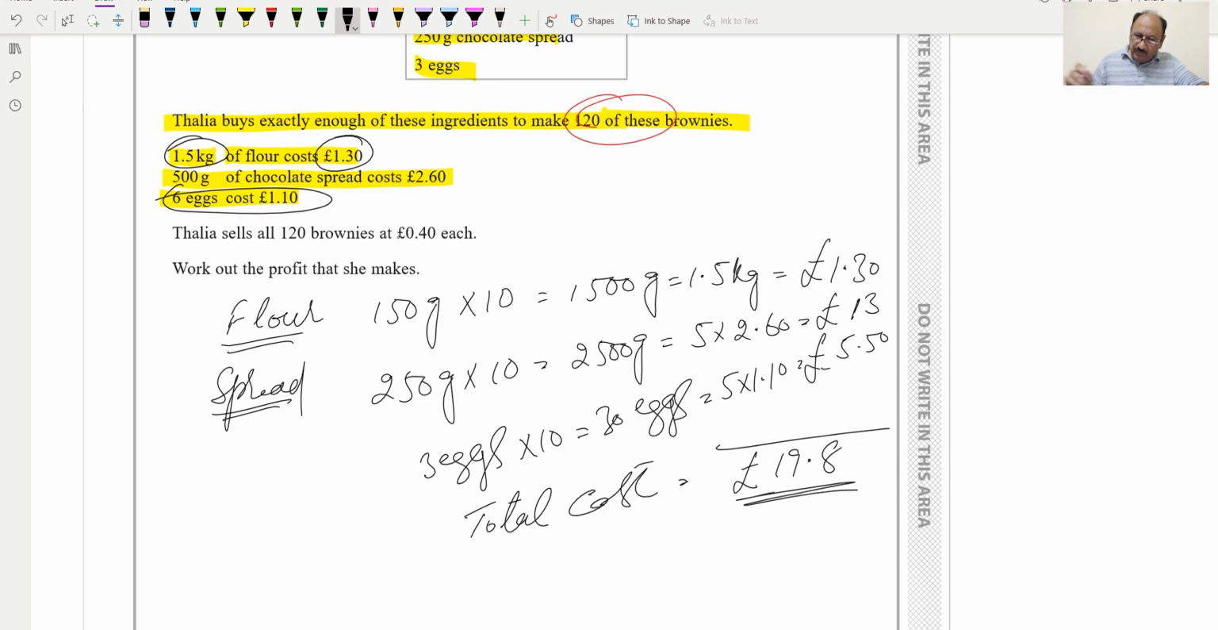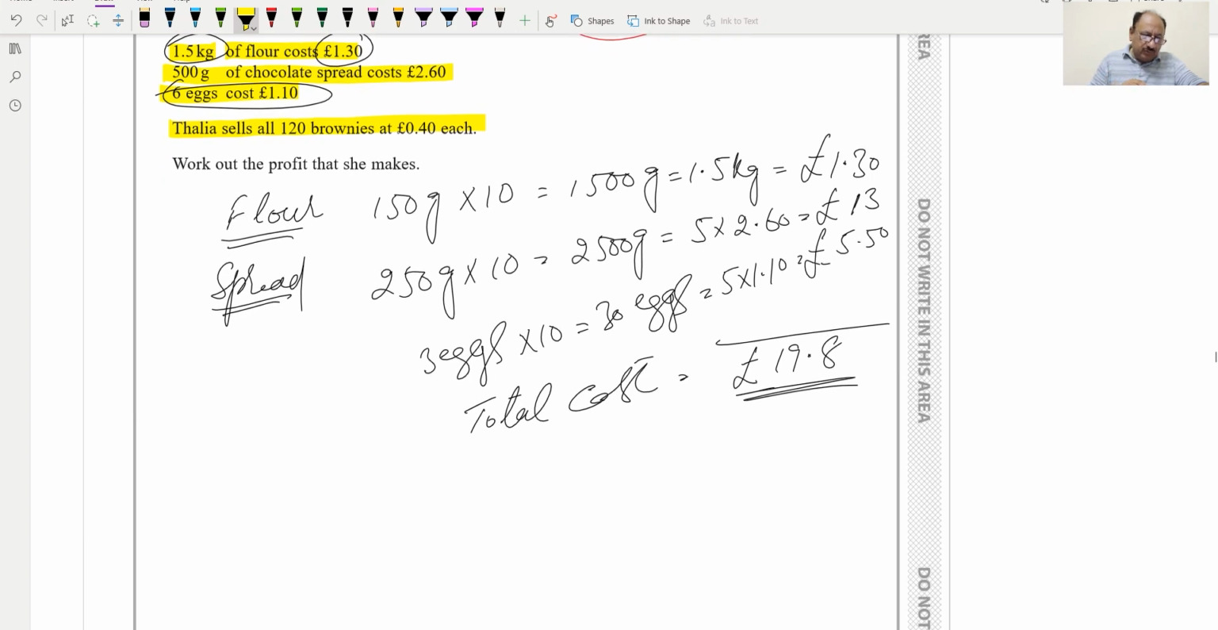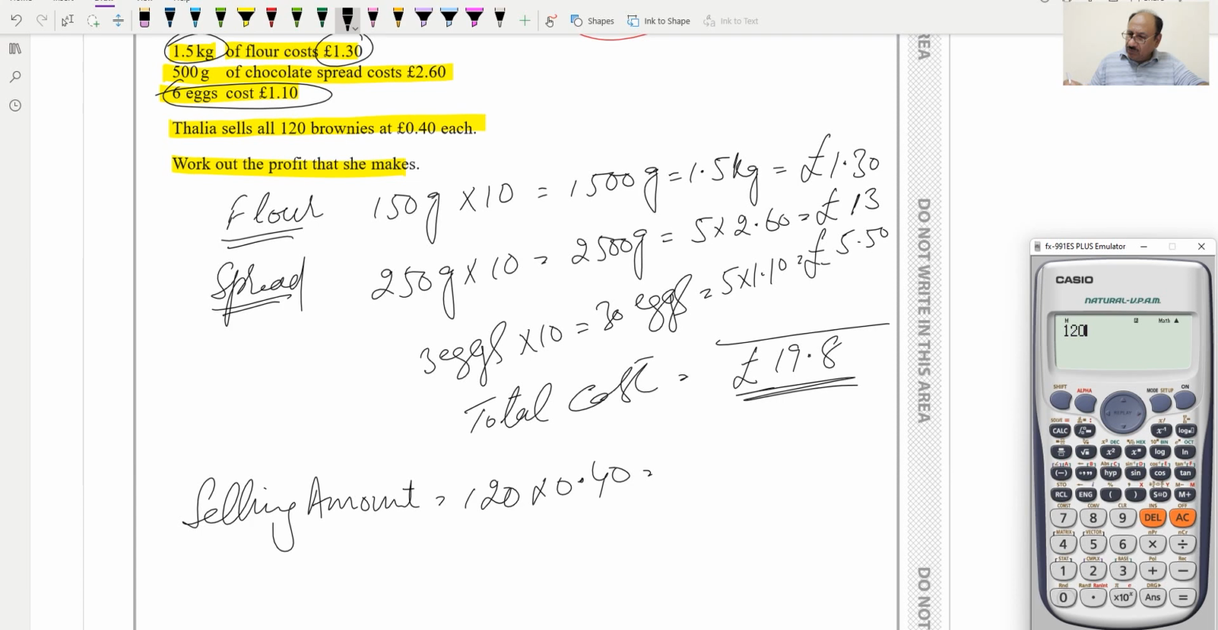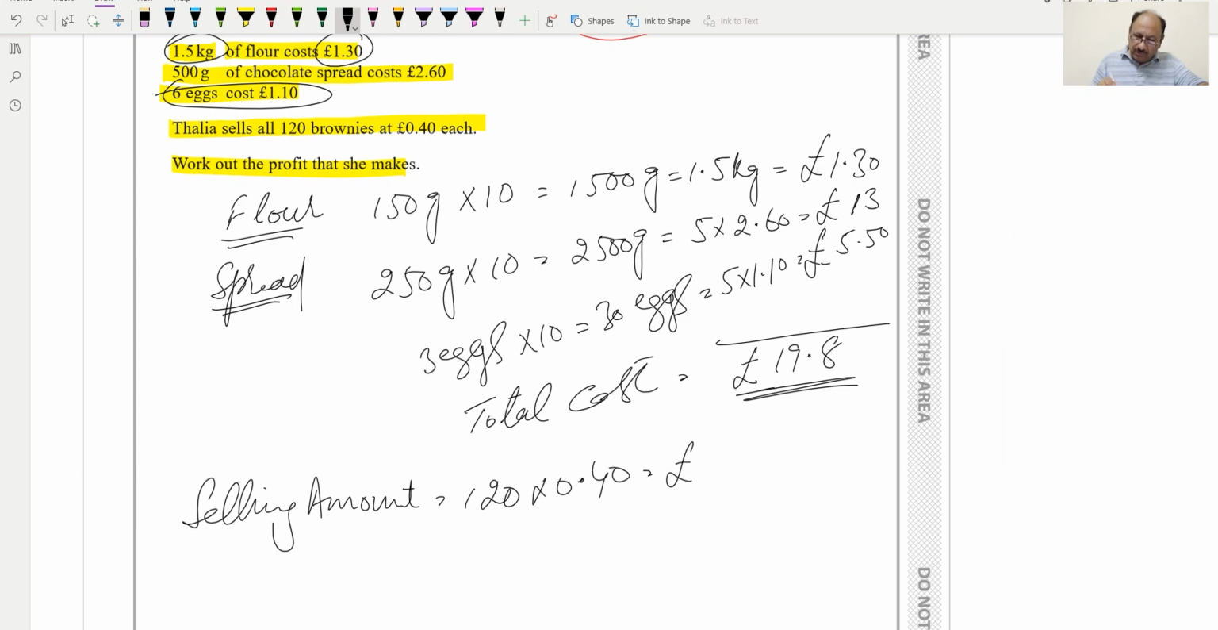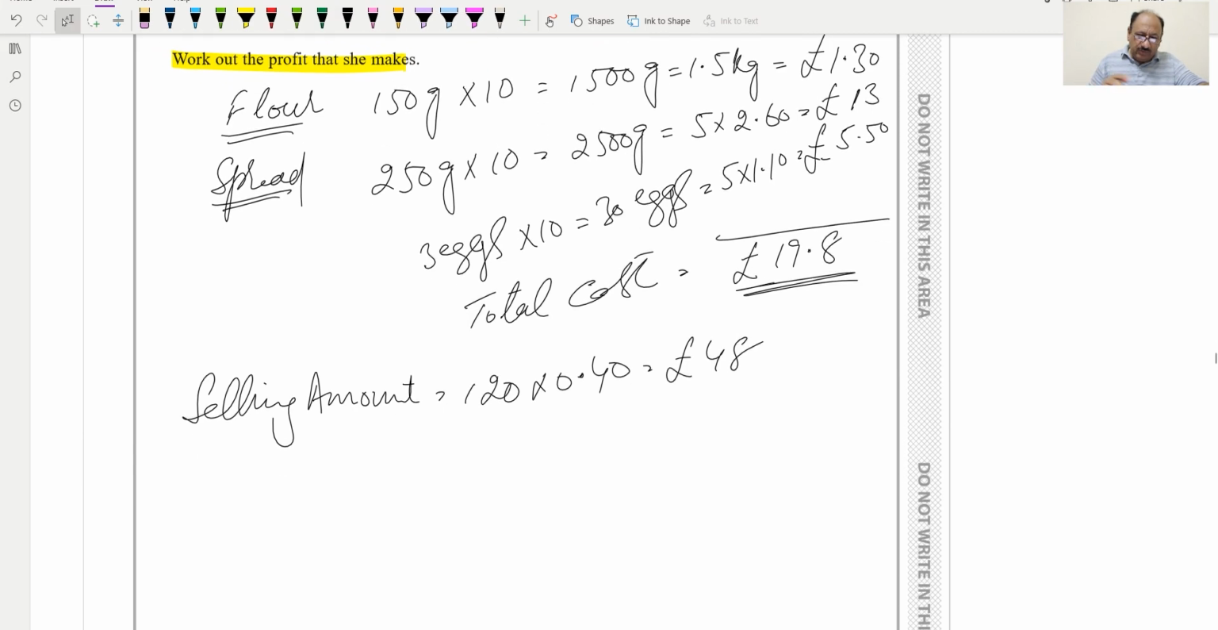This adds up to 19.8 pounds. Selling price: they are saying Thalia sells all 120 brownies at 0.40 each. Work out the profit. So the selling amount will be equal to 120 multiplied by 0.40, and this is equal to 48 pounds. And the profit we need to calculate.